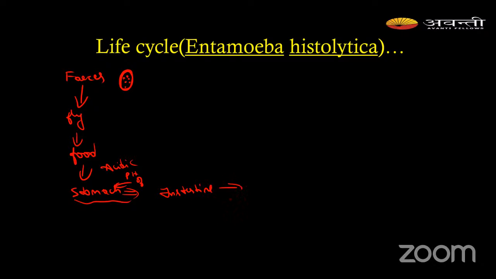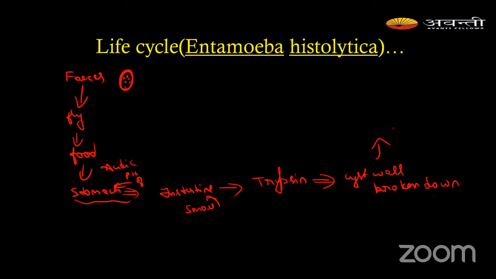In the small intestine, there is an enzyme called trypsin. What is trypsin, students? It breaks down proteins, right? Yes. From the trypsin, the cyst wall is going to be broken down. So then what will happen? When the cyst wall is broken in the small intestine, it is going to release Entamoeba histolytica.